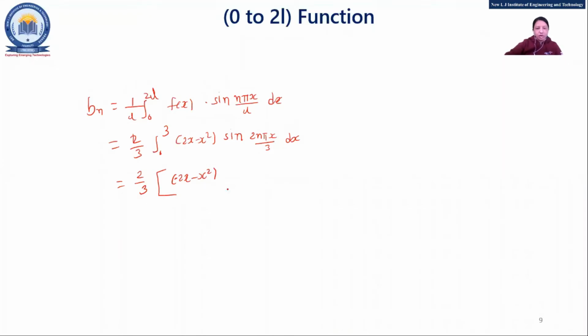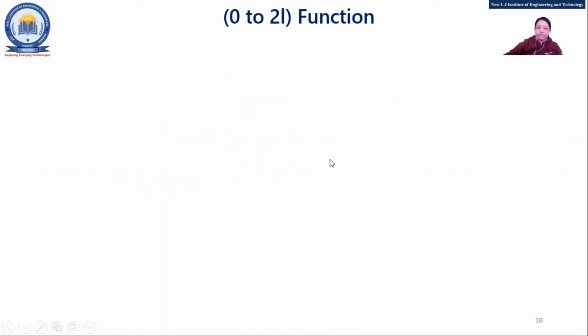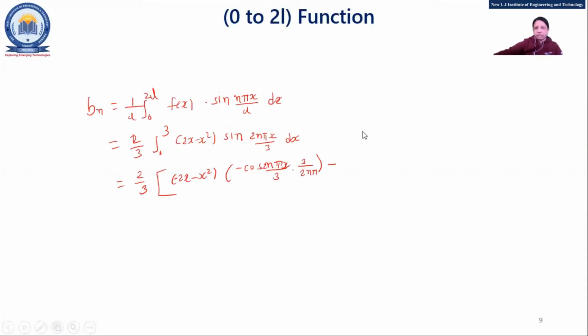Sine, that means here what? Minus cos. So minus cos 2n pi x upon 3 into 3 upon 2n pi. Fine. Okay, you are writing the answer. Fine. So this is my first term.